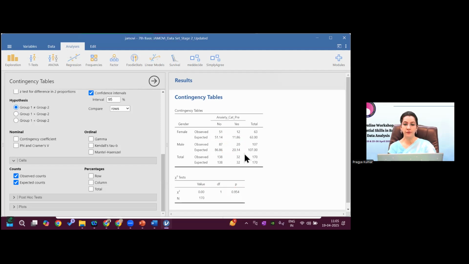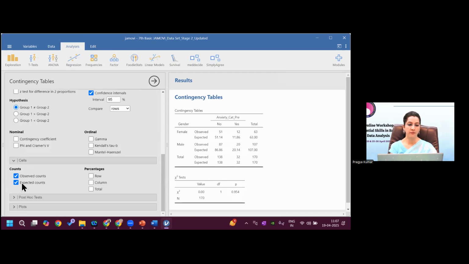And again, if you have to show this table, and if the chi-square is not significant, then we don't go for this phi and Cramer's V. You can see here, this is the effect size which we use. So this phi and Cramer's V, I'm not going to click this. Why? Because this value is not significant. That's why I'll not click this.